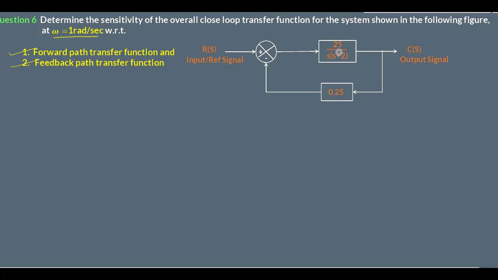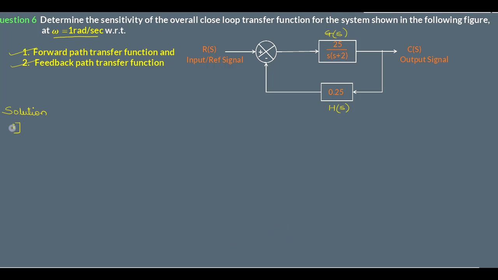So from this figure I have two blocks. This is my forward path, which is G of s, and its value is 25 upon s into (s plus 2). And I have a feedback path 0.25, which is my H of s. So let us find the solution for this question.